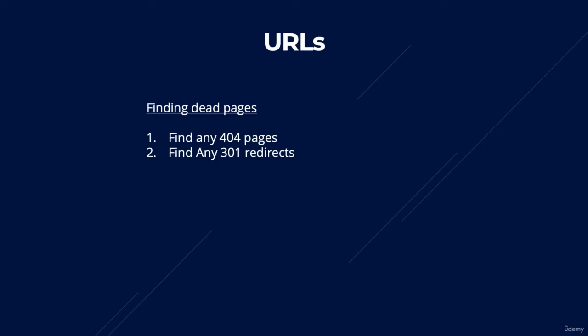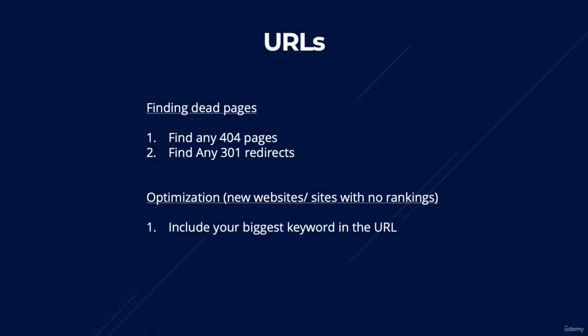The second part of auditing website URLs is what we call optimization. Now, this only applies to new websites and sites that have no ranking in Google. So when it comes to optimization, you want to audit the website URLs to ensure they have four main things. Those four things are including your biggest keyword in the URL. Number two, you want to make sure that you don't keyword stuff your URL.